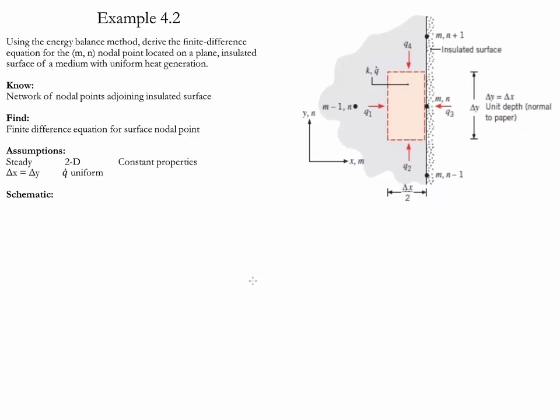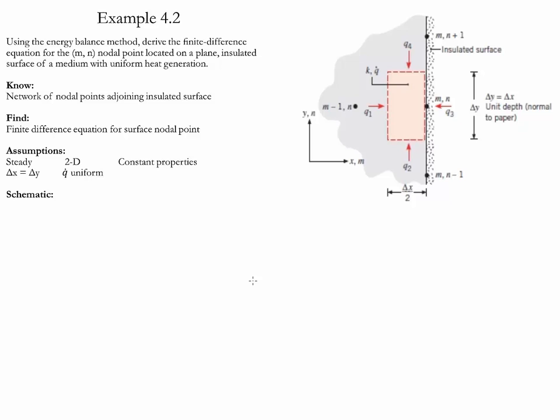Example 4.2. In this example, we have a surface adjacent to an insulation. This surface has a uniform heat generation, and we need to determine the finite difference equations for the surface nodal points, as shown. This problem is a steady two-dimensional problem with constant properties.